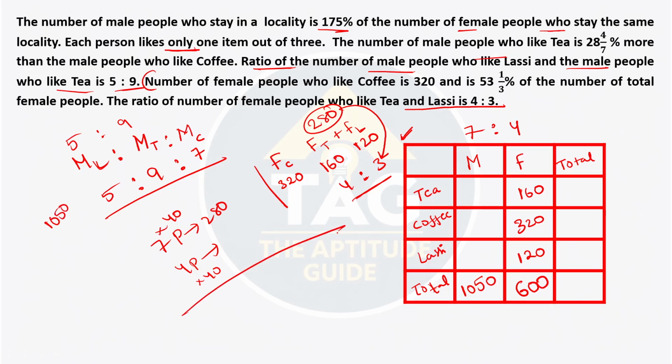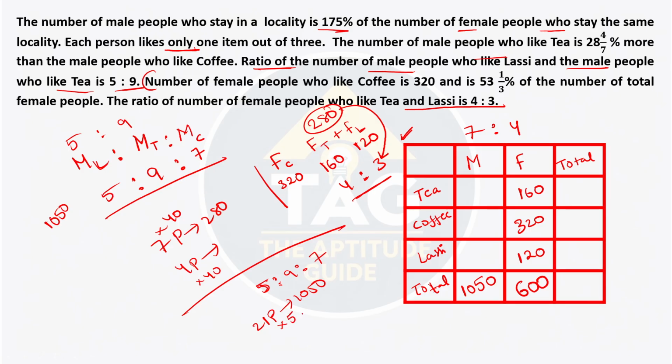Now, total number of males are 1050. So 1050 should be divided in the ratio of 5 is to 9 is to 7. So 5 plus 9 plus 7, total it's 21 parts. If 21 parts is 1050, then 5 parts will be equal to, 9 parts will be equal to, and 7 parts will be equal to. We need to find these three now.